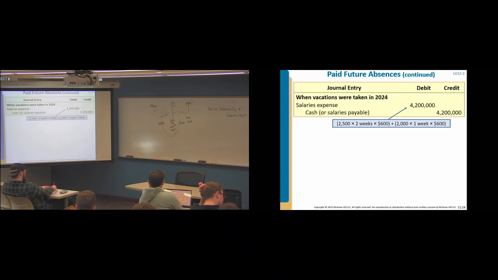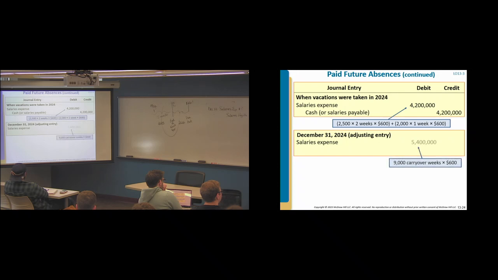Okay, so here we have when vacations were taken. You had 2,500 employees that took their 2 weeks at $600 a week, right? Plus you had 2,000 employees that took 1 week of vacation at $600 a week. You do all the math there in the middle, not really fancy math, but your salaries expense is $4.2 million, and then either cash or salaries payable depending on when payroll fell. That obviously would matter when payroll fell. The carryover, the carry forward, is going to be an adjusting entry.